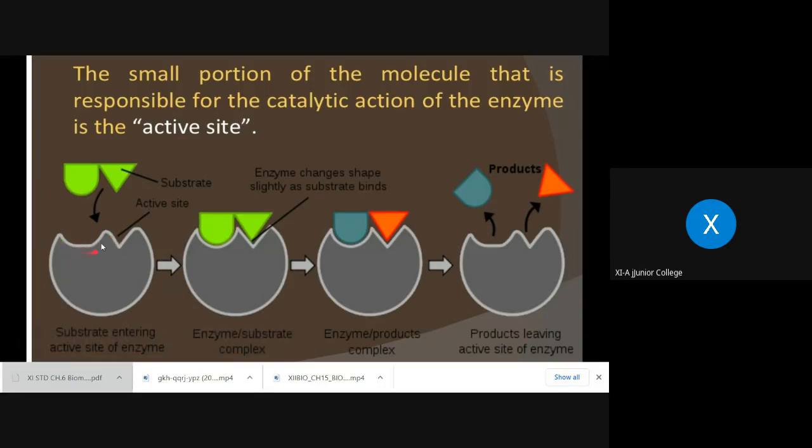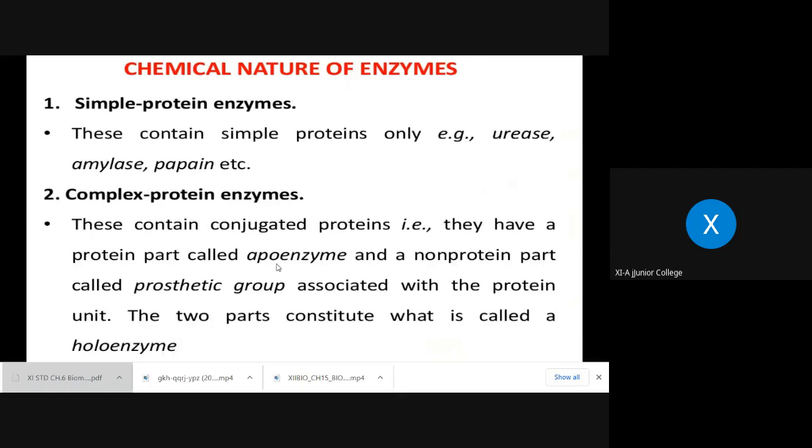So the small portion of the molecule that is responsible for the catalytic action of the enzyme is called the active site. So substrate, active site, and enzyme substrate complex, you need to remember. Now step by step we will discuss the chemical nature of enzymes. Simple protein enzymes: the first type of enzymes are those which contain only simple proteins. For example, urease, amylase, papain, these are some of the enzymes which contain only proteins.